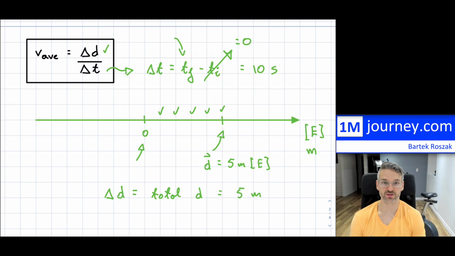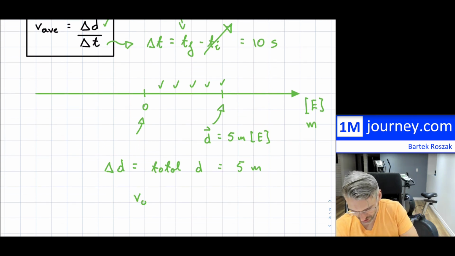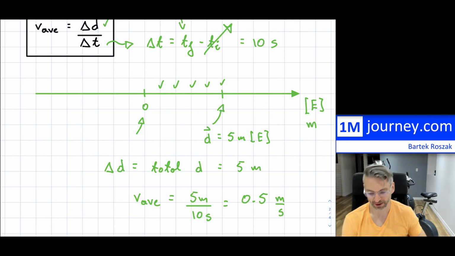Okay, so in this case, it's just a scalar. And therefore, we would have that the average speed is 5 meters, so that's the total distance over the 10 seconds. And then this would have been 0.5. And notice we get meters per second in here.